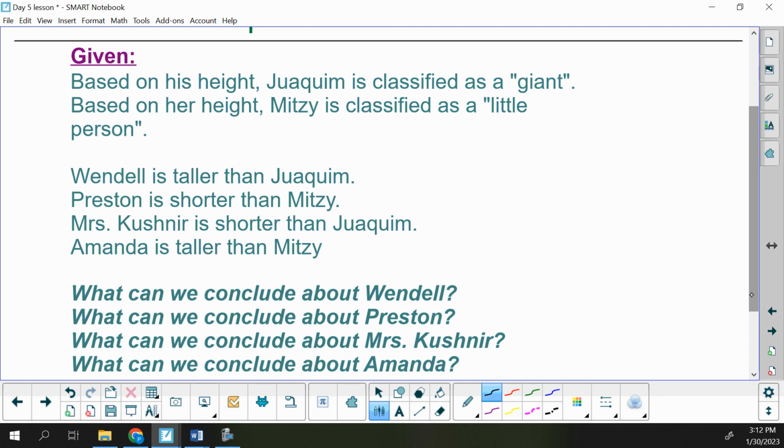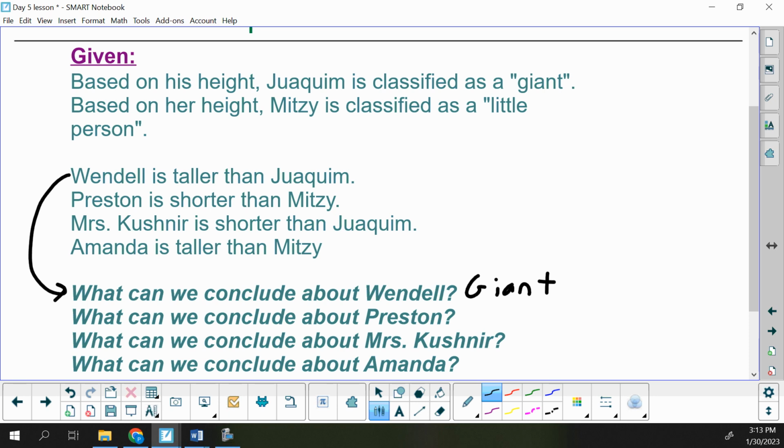Let's say we have Joachim, and based on his height, we would call him a giant. And based on her height, Mitzi, we would classify as a little person. If Wendell's taller than Joachim, let's jump down here and see what we could conclude about Wendell. Well, if Joachim is a giant, and we know Wendell is taller than Joachim, then we could say that Wendell would also be a giant, because anyone taller than Joachim should have that same title.